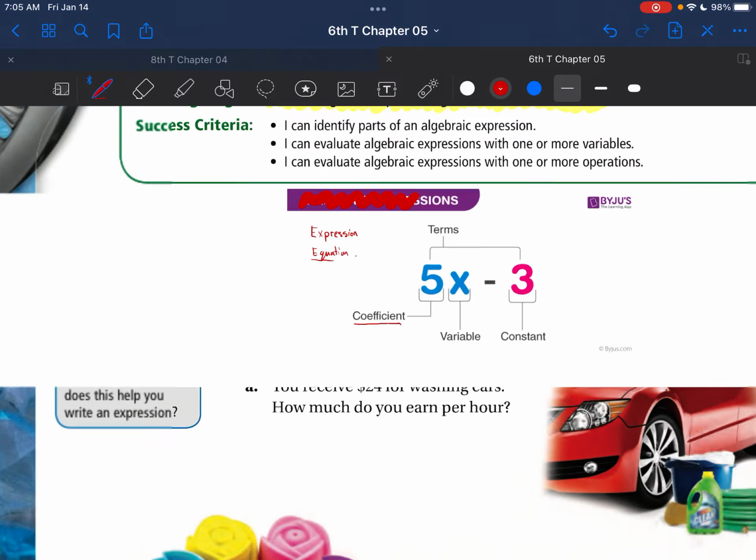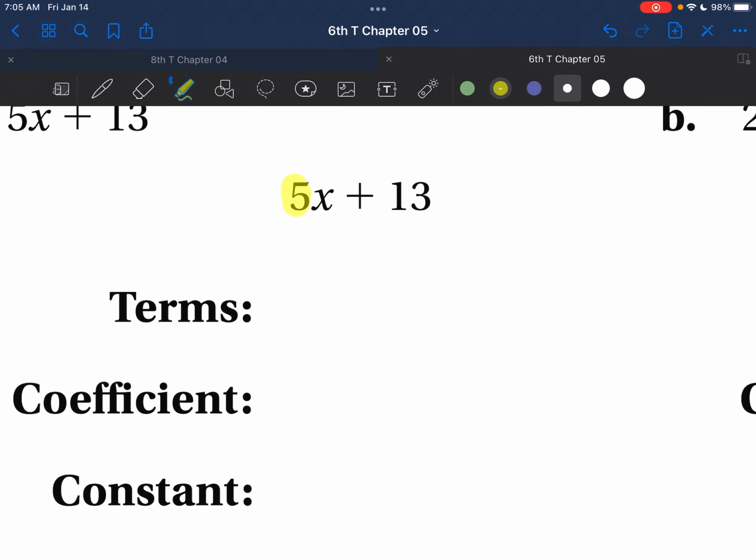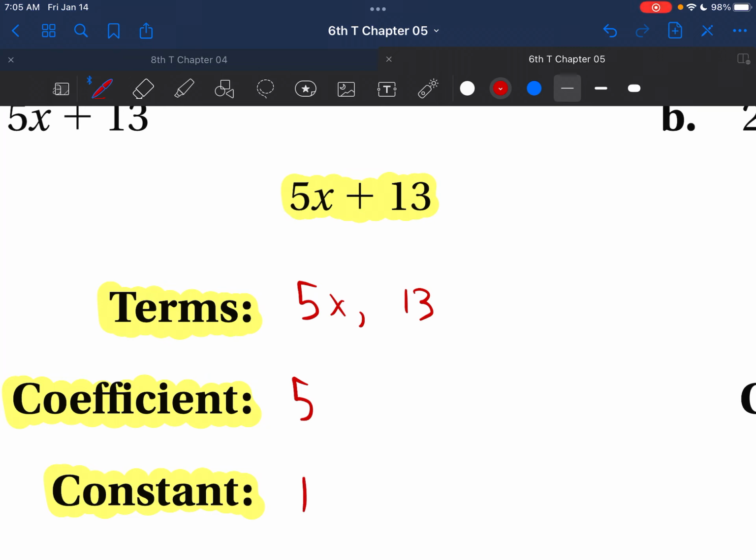All right, let's put this all together. Here we go. Here is your first example. I would like you to write this down. So please write down this question, 5x plus 13. And then off to the side underneath it, I want you to write down these words because we are going to have to describe them. What is my term? What is my coefficient? And what is my constant? So if we remember from what we just said, 5x is a term, and 13 is a term. My coefficient in this problem is going to be the number 5, and my constant in this problem is going to be the number 13.